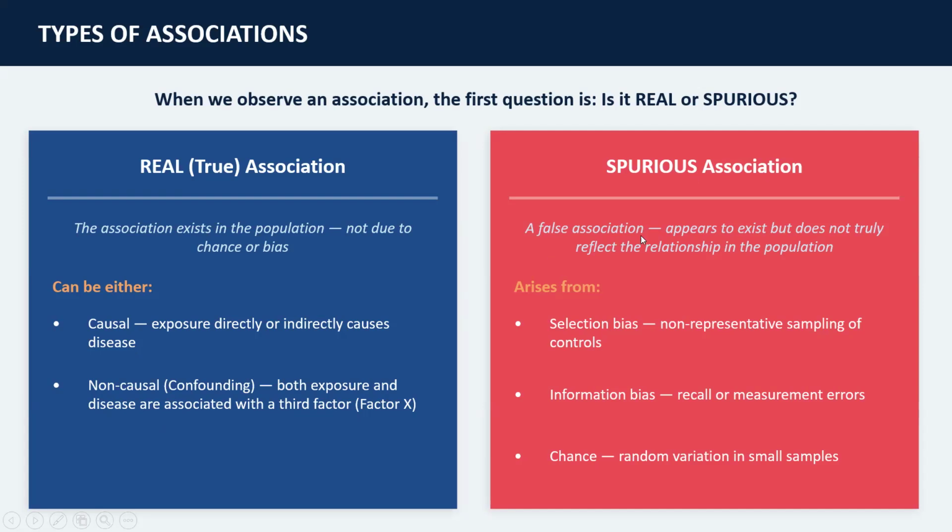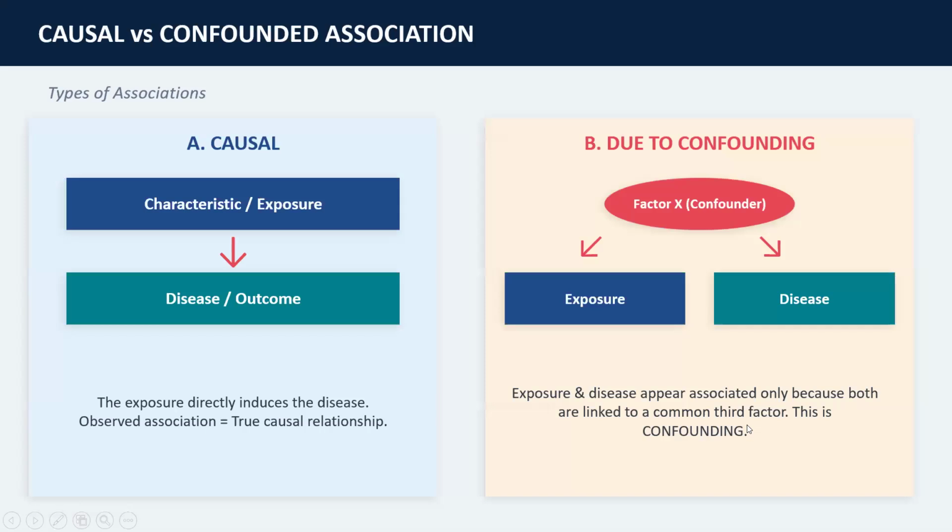Spurious association is a false association that appears to exist but does not truly reflect the relationship in the population. It arises from selection bias, such as non-representative sampling of the controls; information bias, such as recall or measurement error; or chance, from random variation in a small group or small sample.